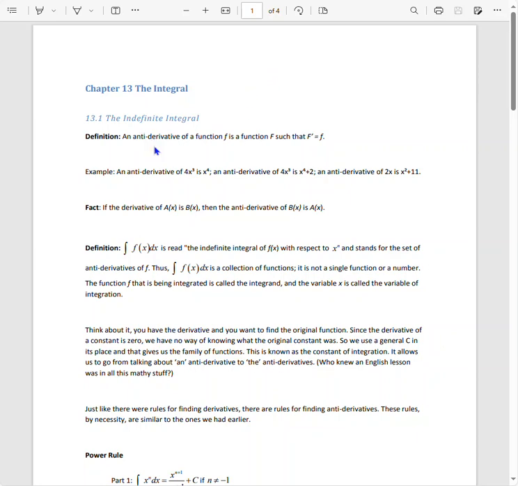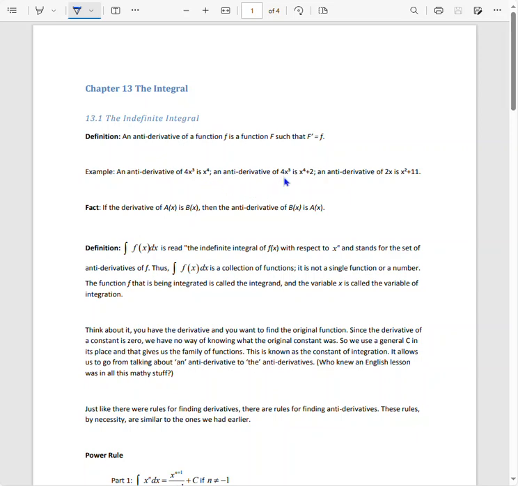We're going to start with a definition. An antiderivative of a function f is a function capital F such that F prime is equal to little f. All right, so antiderivative, opposite of the derivative. So now we're going backwards. For example, an antiderivative of 4x cubed is x to the fourth. Why? Because x to the fourth has derivative equal to 4x cubed.